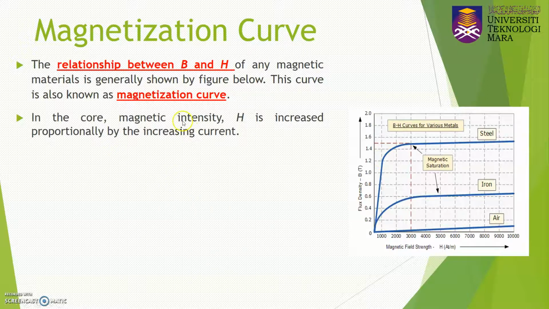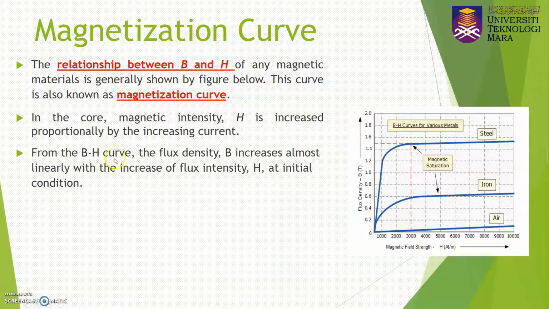In the core, when you apply current and try to increase the current, it will proportionally increase the magnetic intensity, meaning that when you increase the current, H will also be increased proportionally. From the BH curve, we can see that whenever you increase the flux intensity H, the flux density also increases. The increase of B will be almost linear, until it reaches a certain condition.